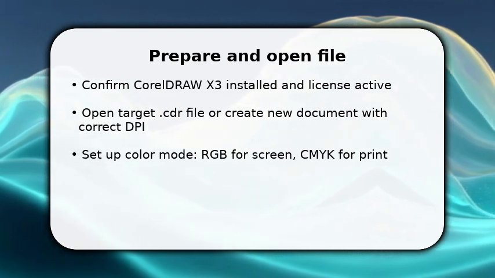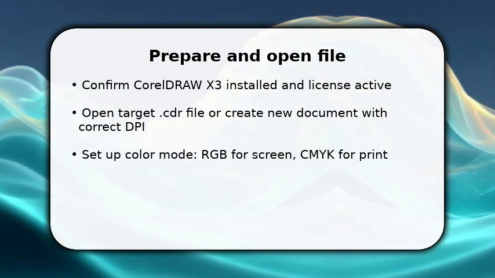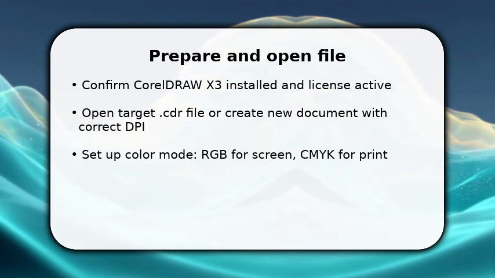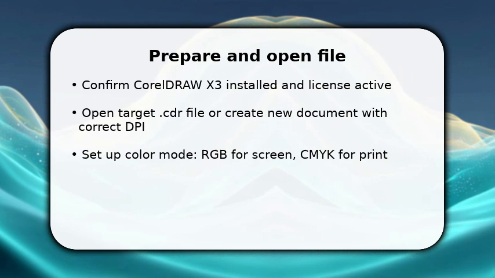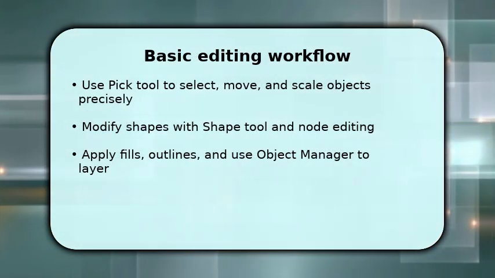Once done, set color mode. Use RGB for on-screen projects and CMYK for print to prevent color shifts. Make sure rulers and snap to grid are visible, so you can align objects precisely and speed up the next steps.